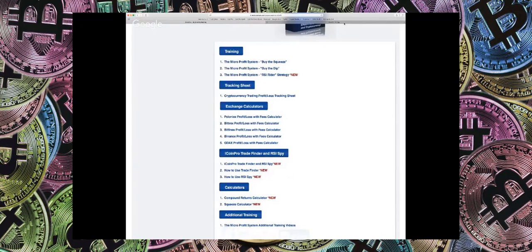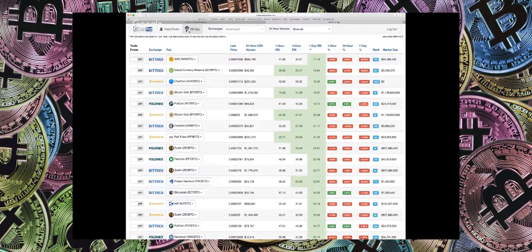So let's go over here. The first thing we're going to take a look at is RSI SPY. What RSI SPY does is it shows you what's called the relative strength index of pretty much all the different coins. We track 4 different exchanges. We have plans to add even more, but even the 4 that we track, Binance, Bittrex, GDAX, and Polo, pretty much cover every coin you could care about.